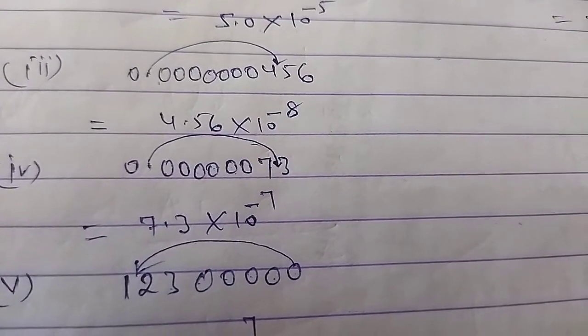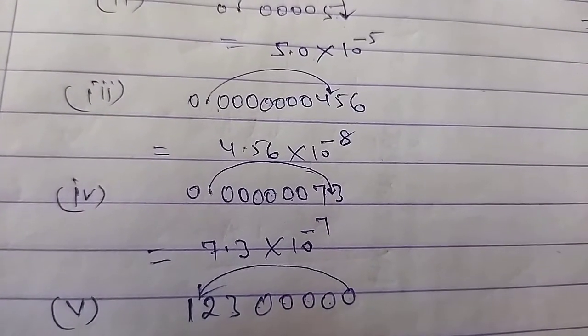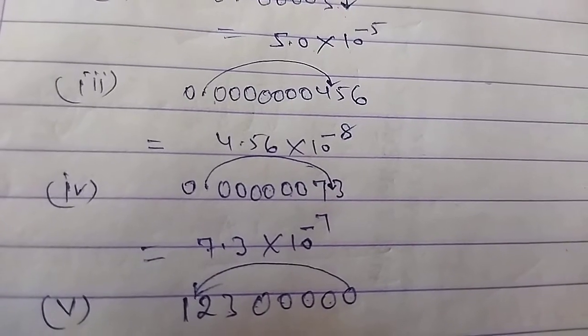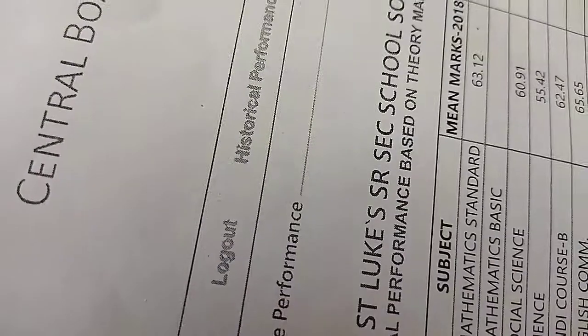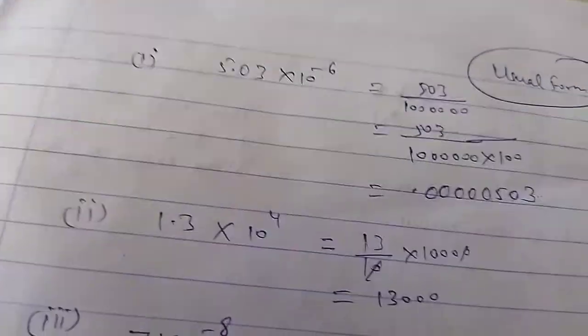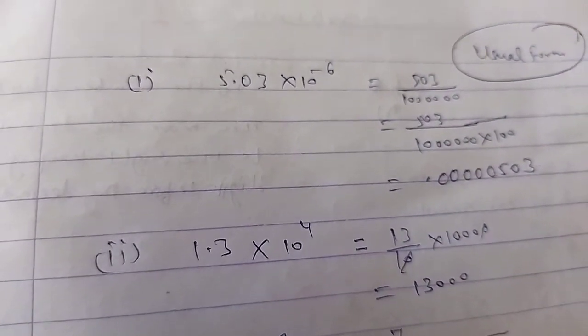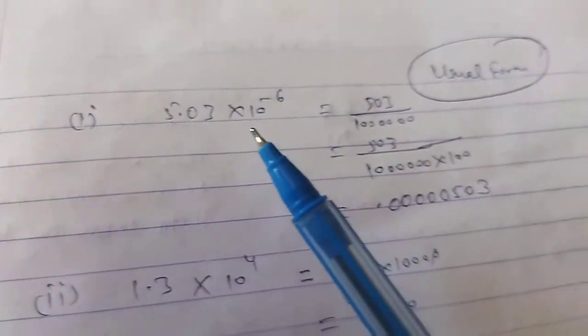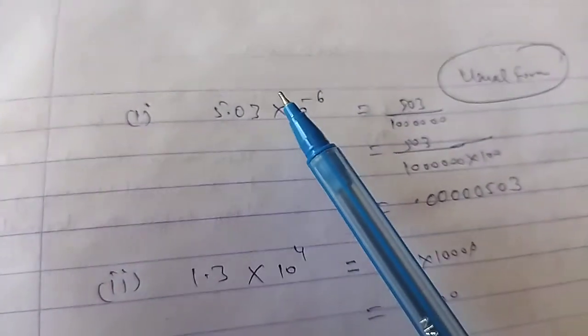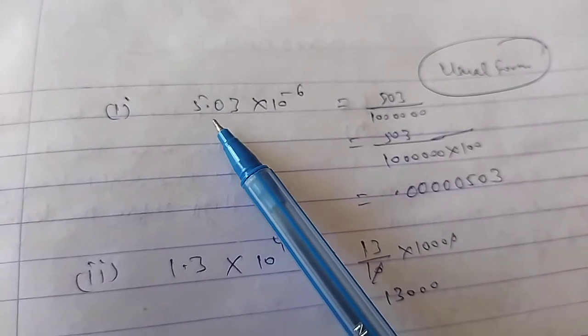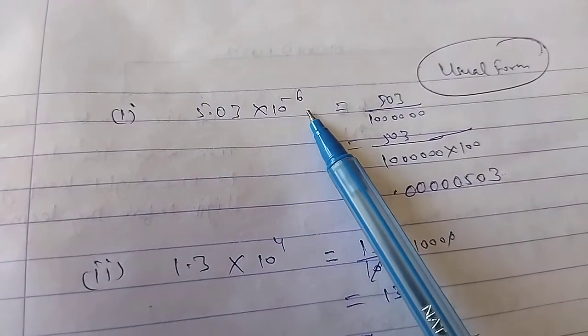So in short answers, definitely a question can be asked to write the usual form from the standard form. So how to go for the usual form from the standard form? Let us see what the usual form is. Usually how we write in mathematics. Suppose this is the number given to you here and you want to express it in usual form. So nothing to do there. This is 5.03 into 10 to the power minus 6.